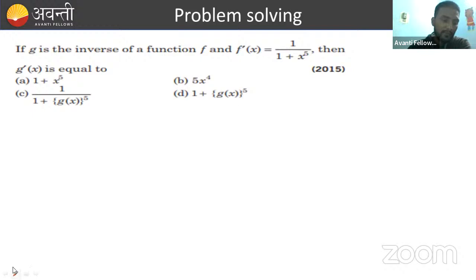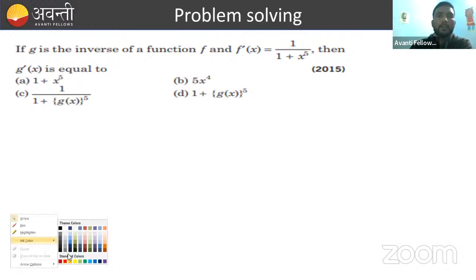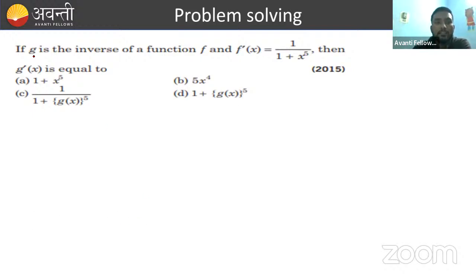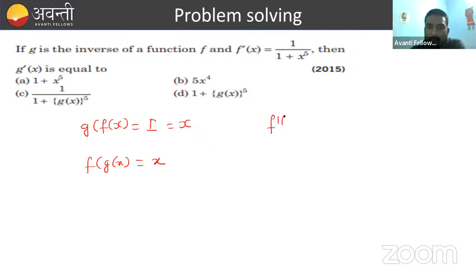Okay, now the last problem that I'm going to solve here. What is here? g is the inverse of a function f. If g is the inverse of a function, I can write g of f of x is equal to the identity function, that is x. And I can also write f of g of x is equal to x. And the other thing given is that f dash x is equal to 1 divided by 1 plus x to the power 5. Then they are asking what is g dash x.